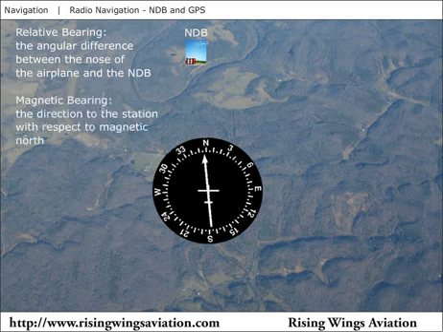The magnetic bearing is much of the time a more usable number since it tells you what the magnetic direction to the station is from the airplane. To find the magnetic bearing, add the airplane's heading to the relative bearing displayed on the ADF needle.